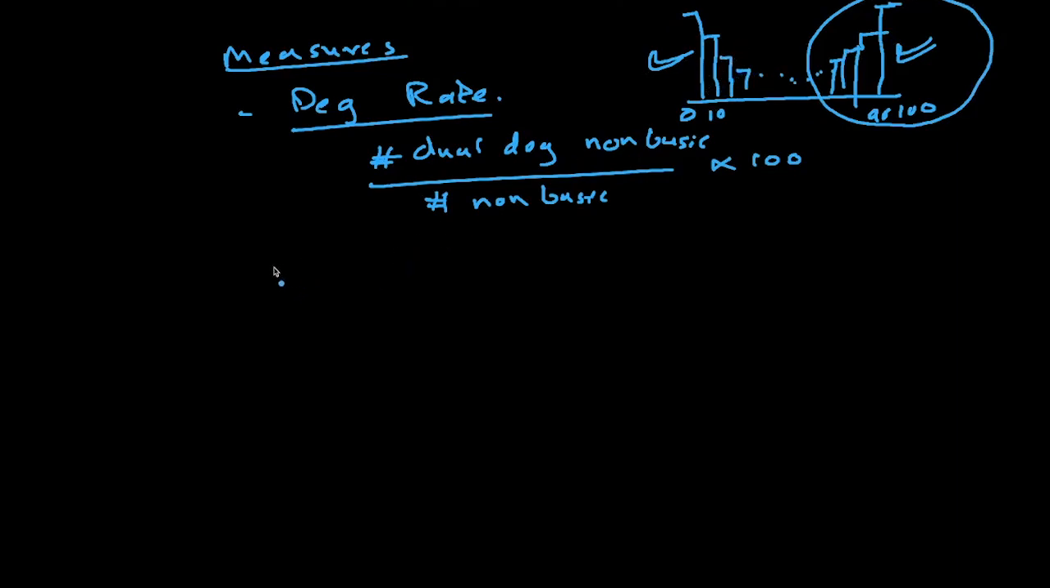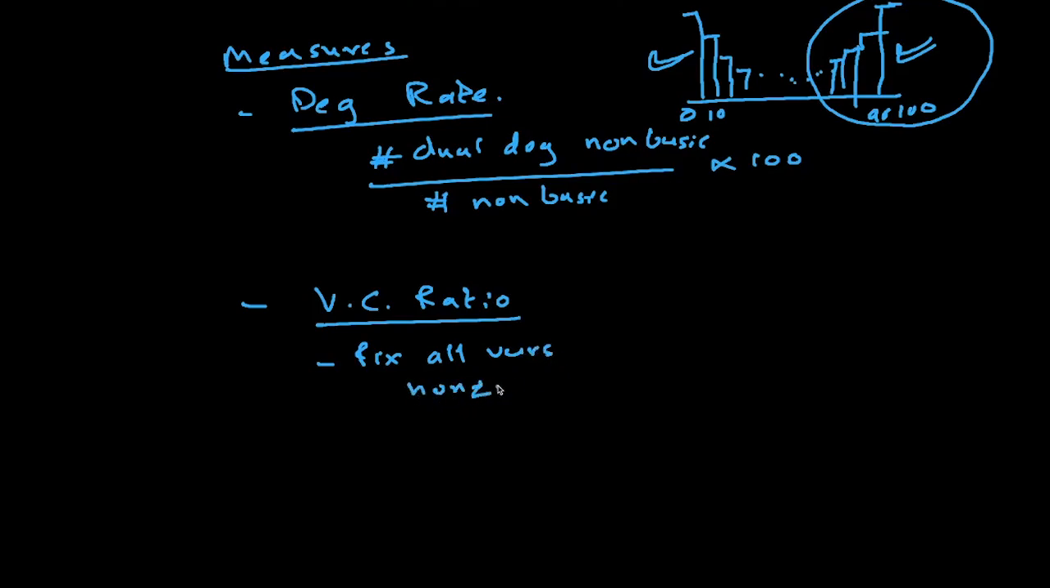But they also introduced one more measure that is called the variable constraint ratio. So what is the variable constraint ratio? Let's say we want to first of all find out different degenerate solutions. How do we do this? Basically we can fix all variables with non-zero reduced cost in the optimal face.